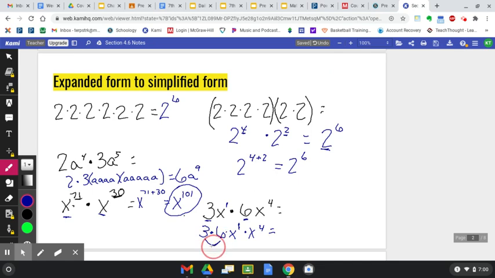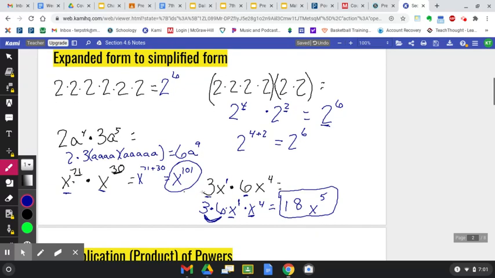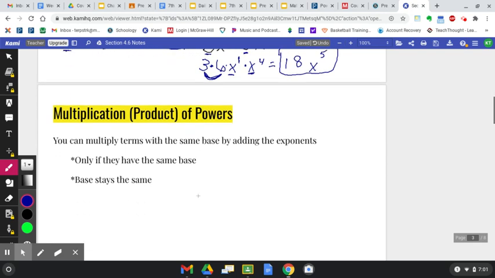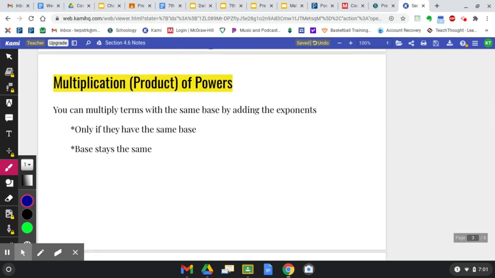So I have to multiply the numbers together, which gives me 18. And then here I have the same base. If I add the exponents, 1 and 4, I get x to the 5th. So make sure that you're multiplying numbers, but the property is you add the exponents. So we'll look at that. And that's all this is saying. If you have the same base, you can combine their exponents through addition.